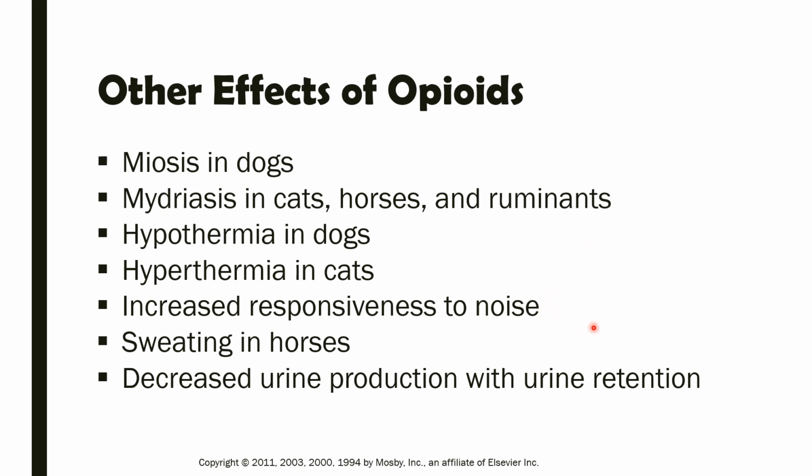Another property of the opioids is that they can cause increased responsiveness to noise. When cats or other animals are on opioids, they have this increased sensitivity to noise. There is also sweating in horses, and decreased urine production with urine retention.